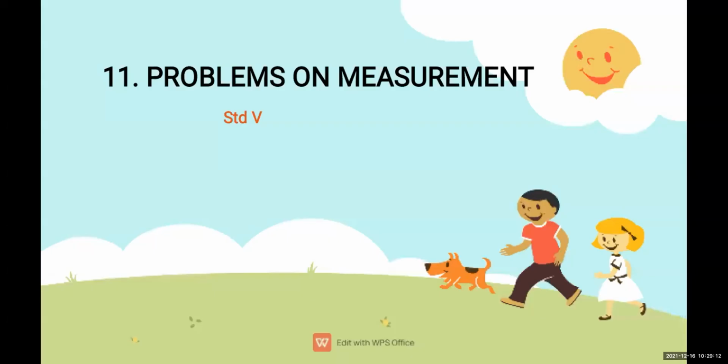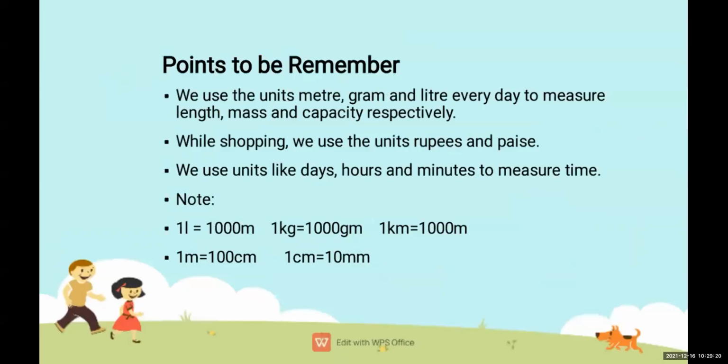Students, today we'll begin with the new chapter, chapter number 11, problems on measurement. Today we'll start with the new topic. Now there are some points which you have to remember. Now see, I have told you about the units. The units are rupees, centimeter, meter, millimeter. These all are the units. So we have to use these units. Which unit? Meter, gram and liter every day to measure length, mass and capacity respectively.